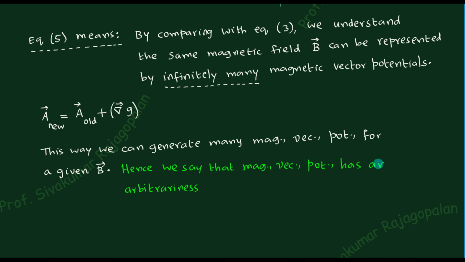It has an arbitrariness to the extent of the gradient of a scalar function. Of course, when I write scalar, you have to understand that it's a scalar function. Scalar means not a constant. If it is constant, we have to write down constant. Scalar means scalar function. So this is one of the main conclusions that we have, which means that we now understand where the freedom, or the arbitrariness, is coming into the picture.